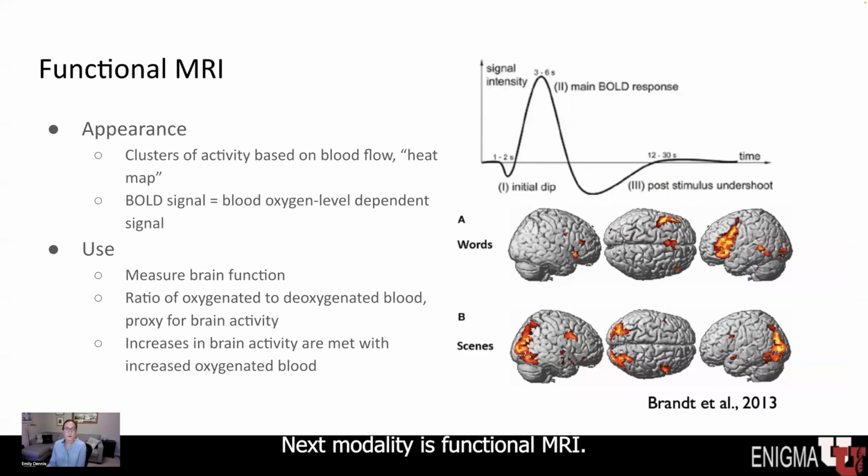Next modality is functional MRI. So instead of looking at structure, now we're looking at function. After you've done some processing, you can get images like this, where it will show a cluster of activity that's based on blood flow, a sort of heat map of where things are active. And what we're measuring here is called the BOLD signal, or the blood oxygen level dependent signal. And that can be modeled here.